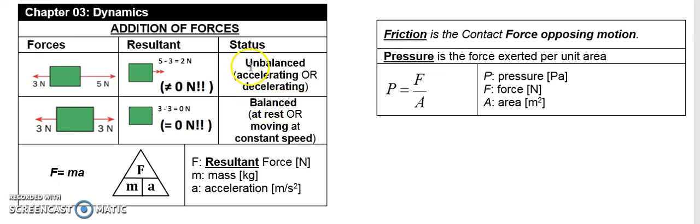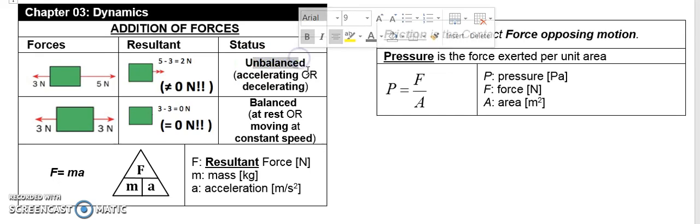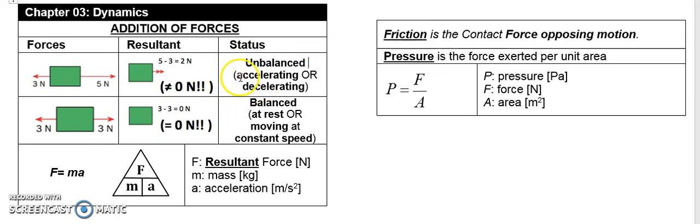So what's the effect of balanced and unbalanced forces? If forces are unbalanced, that means one side is more than the other, and your body will either accelerate or decelerate. Whereas if the forces are balanced, it will only either be at rest or moving at constant speed. Why is all this important? It is because of this formula here: F equals ma, where m is the mass, a is the acceleration, and F is not really any force, but the resultant force. So how do we calculate the resultant force? We calculate it by looking left or right.